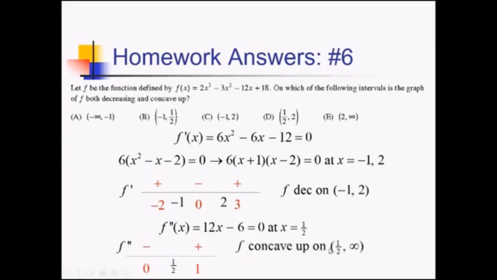So we still have to figure out where these things overlap. Well, I'm good between -1 and 2 for the decreasing end of this. But only once you get to 1/2 are you also concave up. And you're not decreasing once you go past 2. So then from 1/2 to 2 is that magic interval where we are both decreasing and concave up. So that's going to give us choice D.